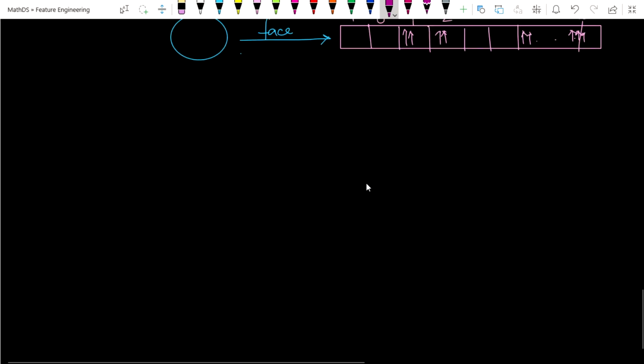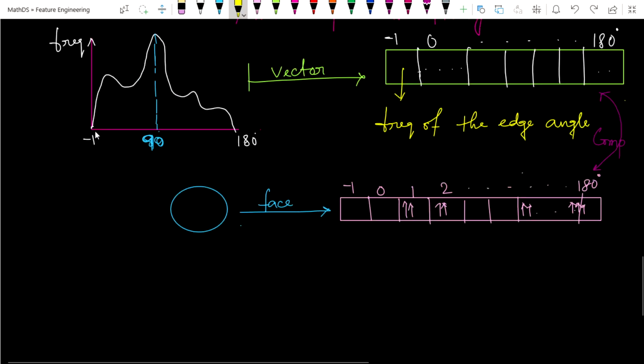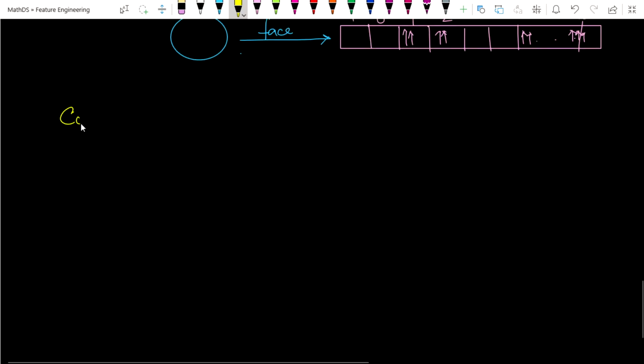There are also various other techniques. In the next video we will see the SIFT technique. That's a very good technique for recognizing objects. Also, in the deep learning chapter we have seen the CNN, convolutional neural network, and how deeply it works. So the color histogram and the HOG histogram.